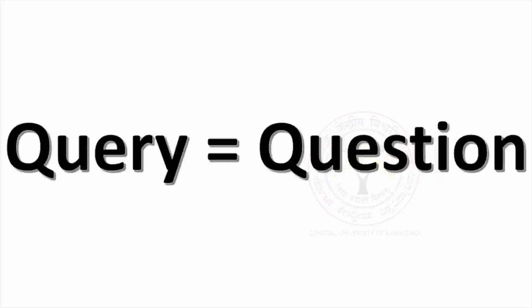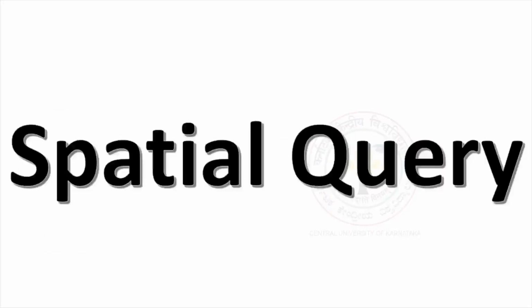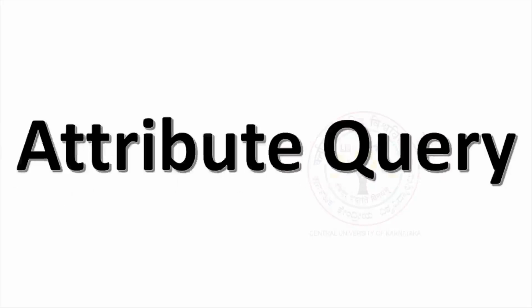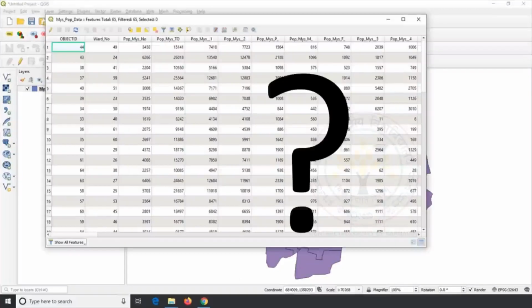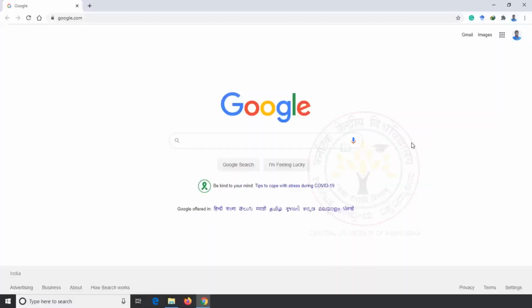There are two kinds of queries that can be performed with vector data, such as spatial query and attribute query. In spatial query, we ask a question to spatial data to get answers. In attribute query, we ask a question to attribute data to get answers. To perform a query, we need spatial and attribute data.